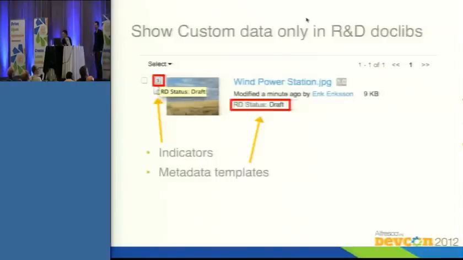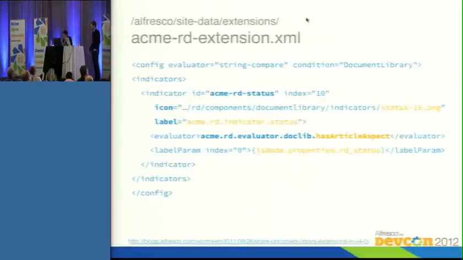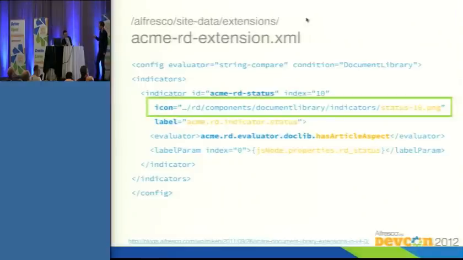Okay, so now we have our extension module, which is only being used when we're inside a research and development project. We've added our action, but now we also want to make sure that we can display the information about an article. So to do that, we're going to use an indicator and a metadata template inside the document library. Once again, this config is placed inside the extension module that is only used when you're inside the R&D project. And it's fairly straightforward to create an indicator.